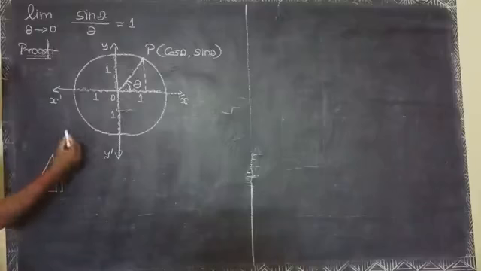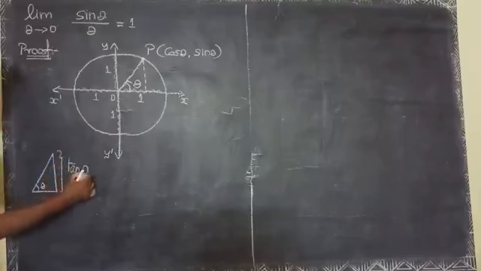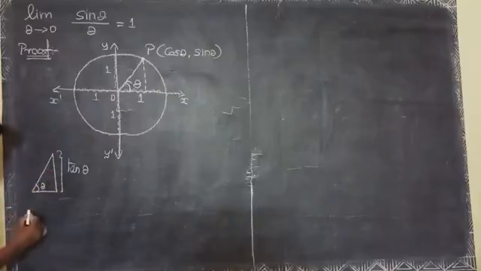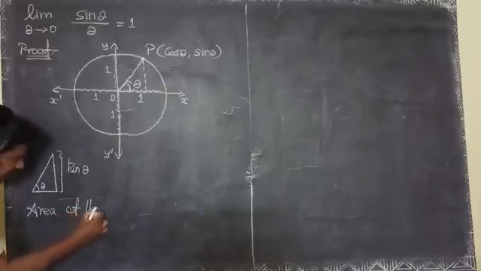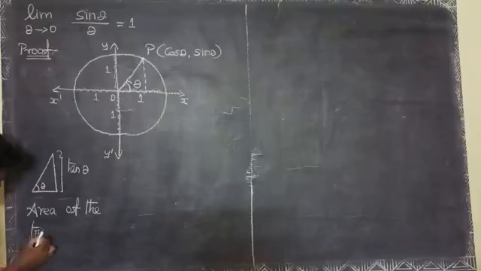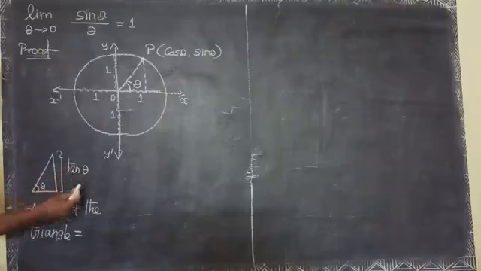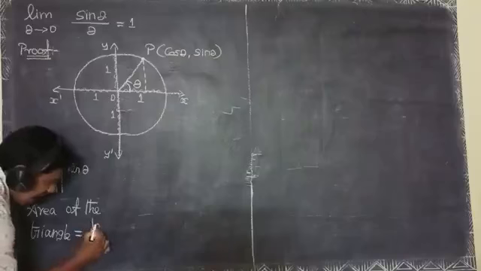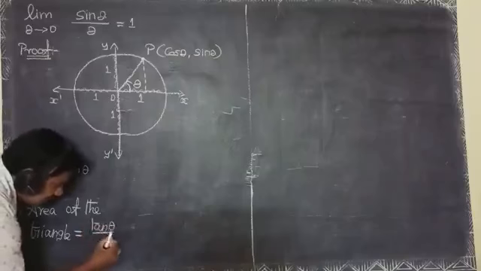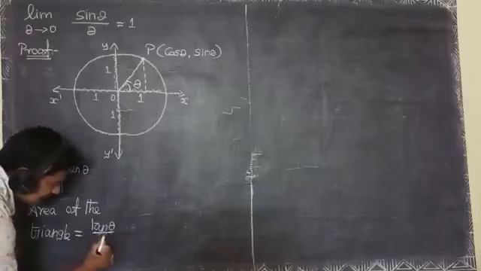This is the altitude, that is tan theta. Area of the triangle is half into base into height. Since this is the unit circle, the radius is 1, so half into tan theta divided by 1, that is tan theta divided by 2.